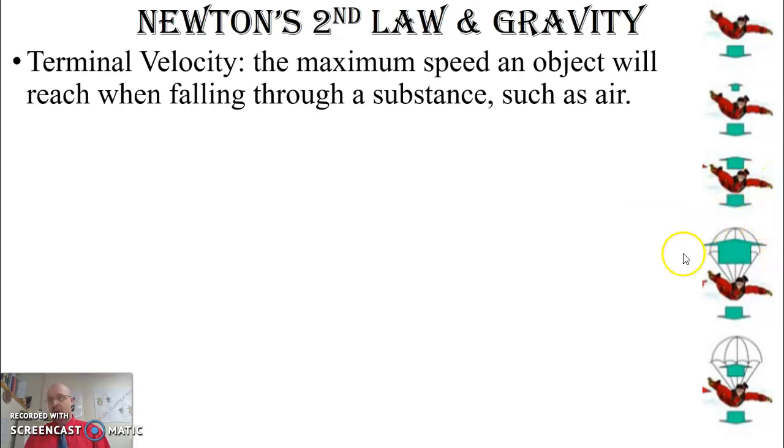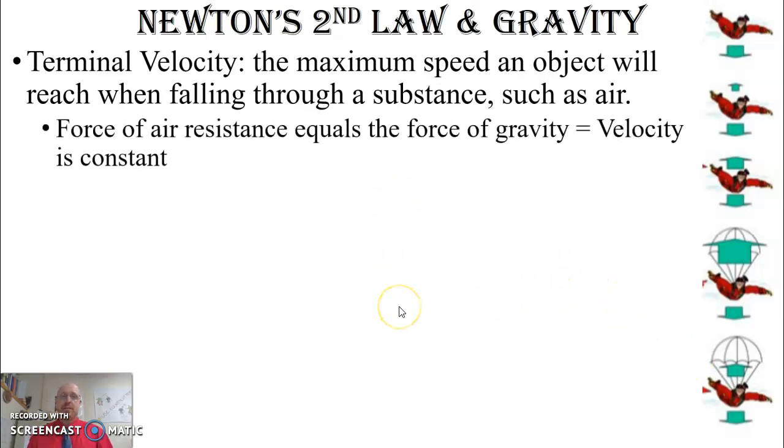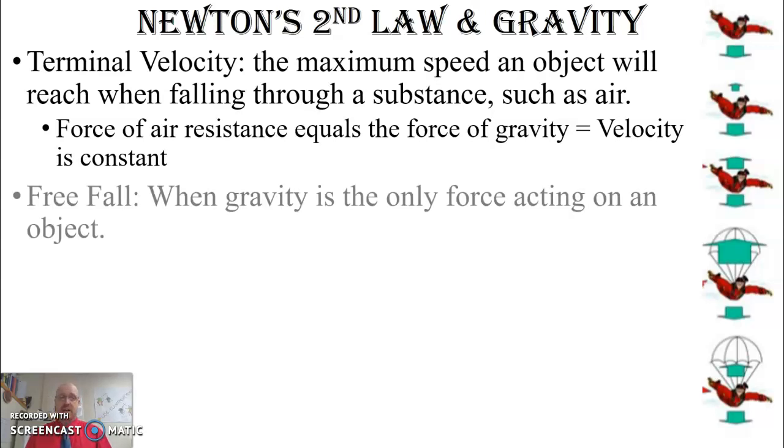And then if he deploys the parachute, there's obviously a great amount of air resistance, so that force is greater pushing him up, which slows his fall down. After the parachute's deployed, the rate at which gravity pulls him down and the air resistance are in effect, it's a lot slower, which is why when you land with the parachute, you're not falling at the same speed, which means you don't get injured. So again, terminal velocity is the maximum speed an object will reach when falling through a substance such as air. The force of air resistance equals the force of gravity. When that happens, velocity is constant.